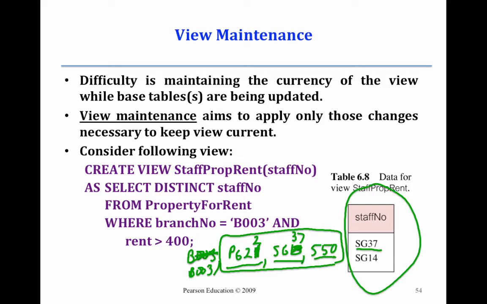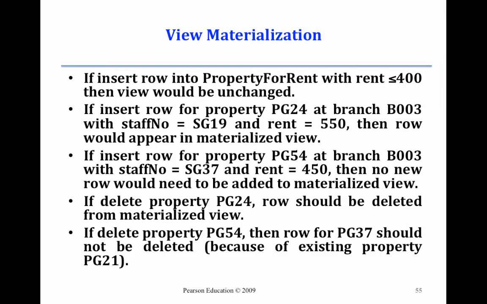So in that case, you're going to basically have to dig back into the relation specifically for staff member SG37 and redo the query just for that staff member and see whether the count is still one or more. If it is, you keep the staff member in the view, otherwise you delete it. So this is a more difficult case.